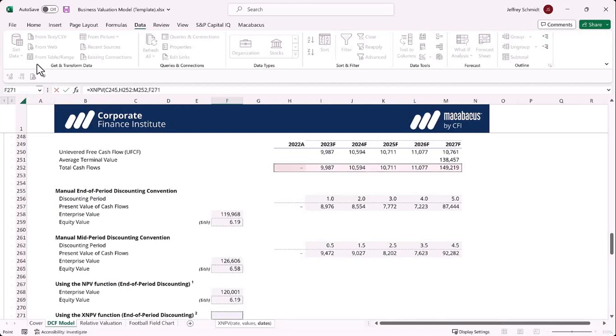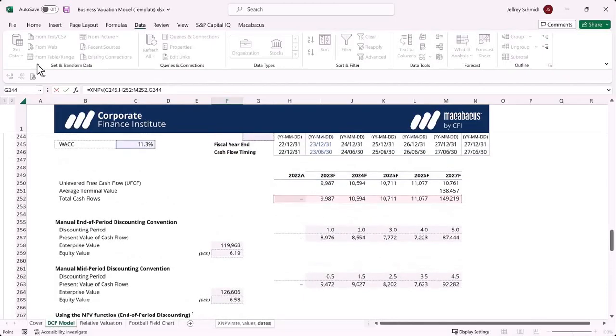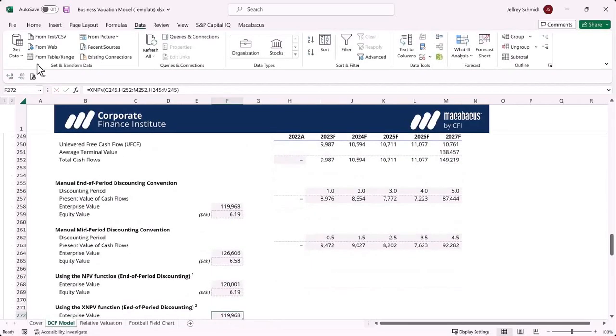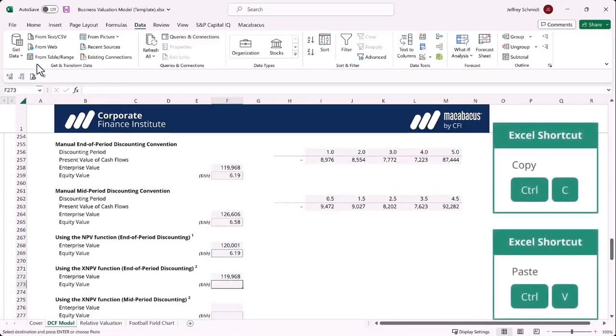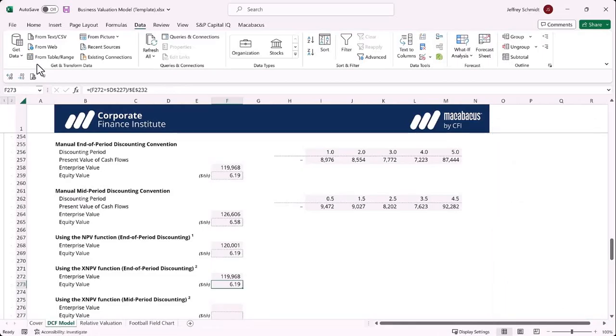And then the third argument, XNPV, again, in this case, we're assuming the end of the year. We need to select the fiscal year end dates. Press enter. And again, it's basically identical to the manual end of period discounting convention. And on an equity value per share, also $6.19 as well.